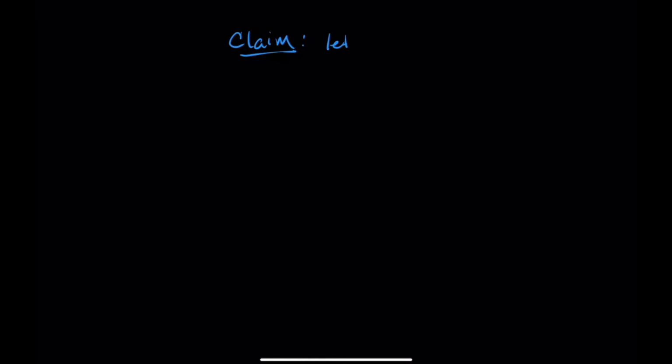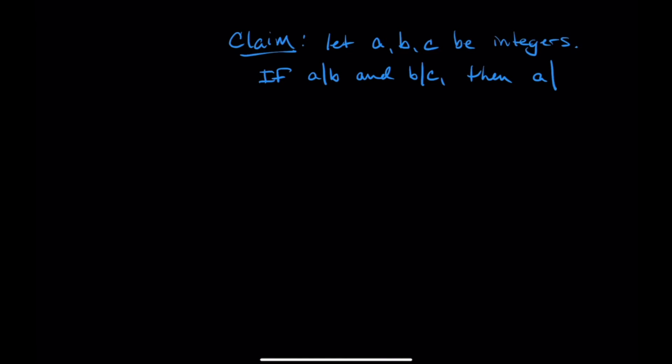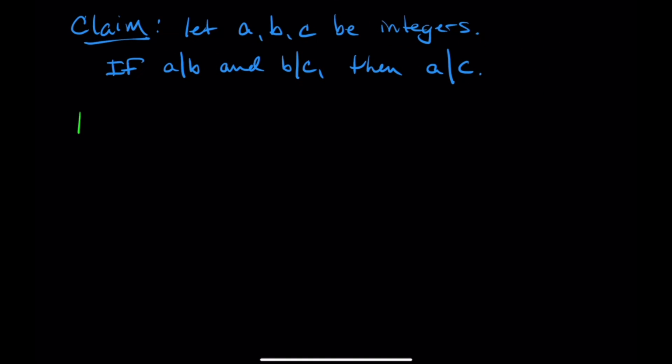All right, so let's look at another claim. So let A, B, and C be integers. So if A divides B and B divides C, then A divides C. That's our theorem, our claim here. So we're just going to go ahead and prove this right away. So we're going to assume that A divides B and that B divides C.